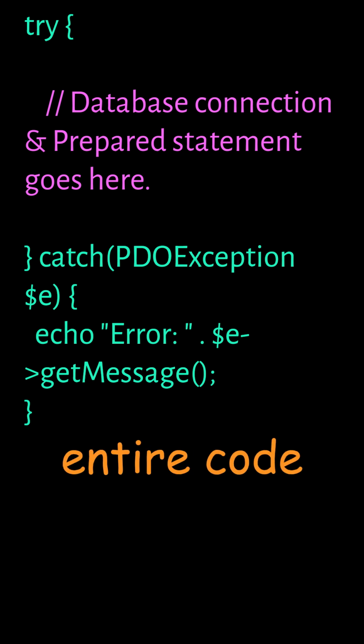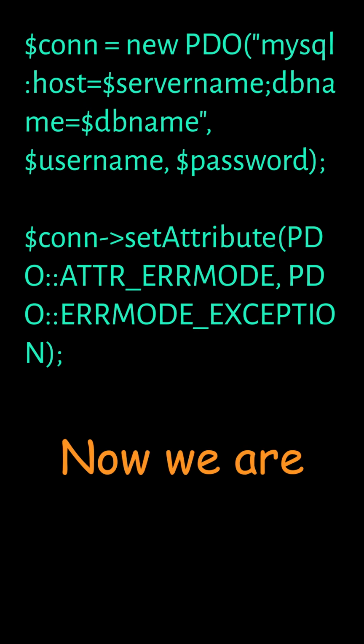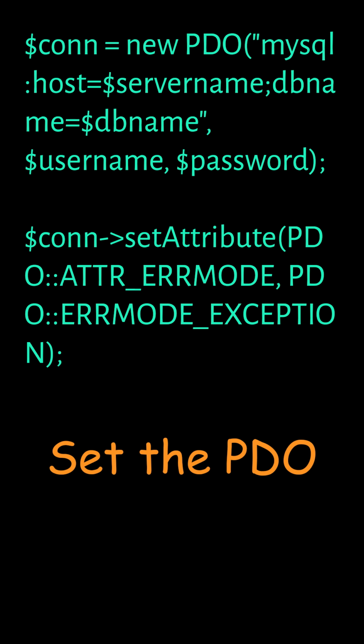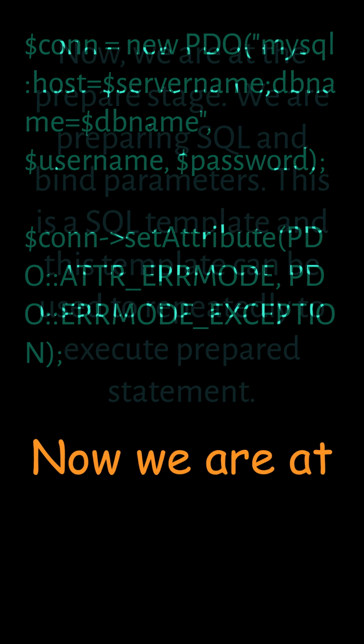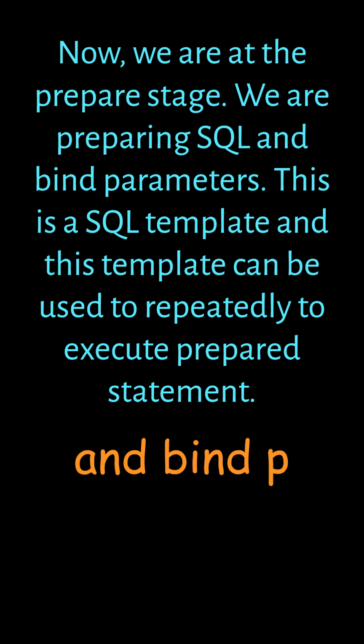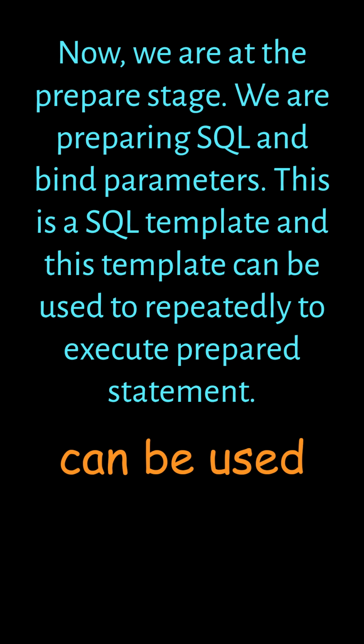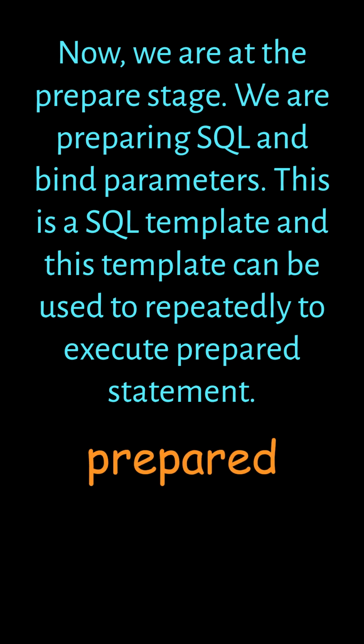The entire code goes under try and catch block. Now, we are connected with the database. Set the PDO error mode to exception. Now, we are at the prepare stage. We are preparing SQL and bind parameters. This is a SQL template, and this template can be used repeatedly to execute prepared statement.